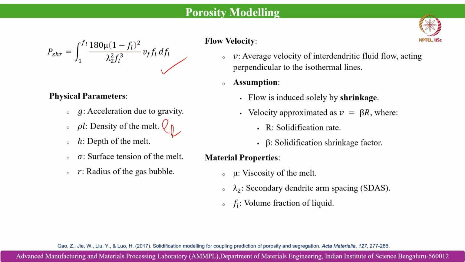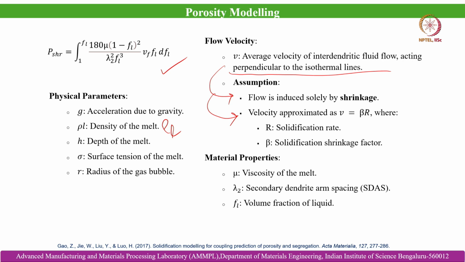Whereas nu is basically the average velocity of interdendritic fluid flow. This fluid flow is triggered by the shrinkage flow. It is also called shrinkage flow, and it acts perpendicular to the isothermal lines. For defining this velocity, these assumptions are important. As I told, the flow is induced solely by shrinkage, and the second assumption is that velocity can be approximated as beta into r, where r is the solidification rate and beta is the solidification shrinkage factor.